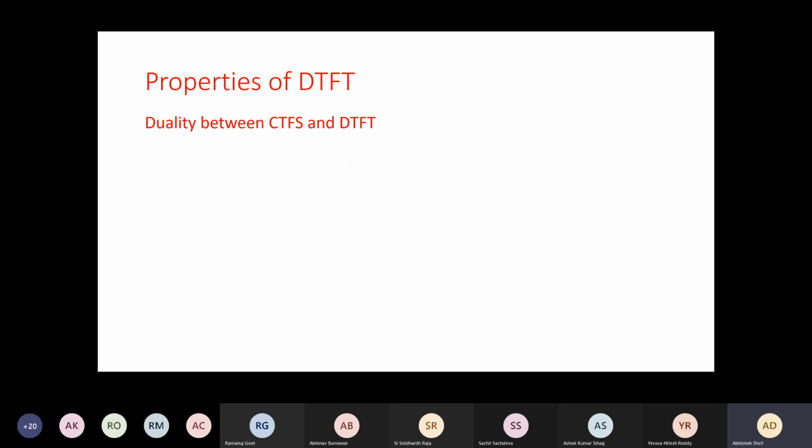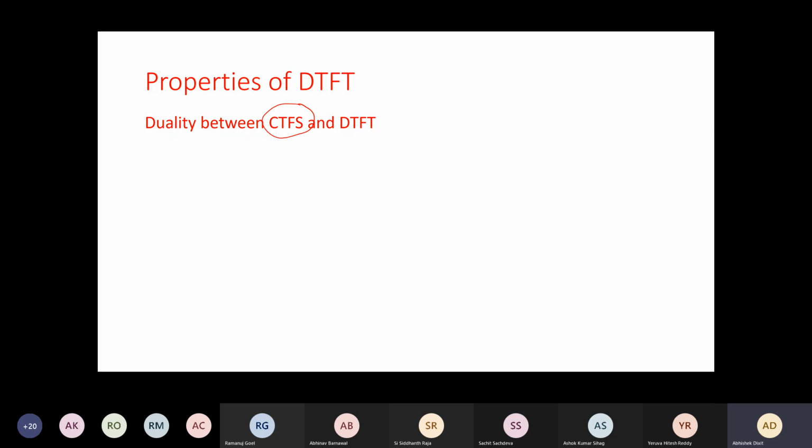Possibly the last slide for today's lecture. Question is, do I have to teach this DTFT? Answer is no. Because we already have talked about CTFS, continuous time Fourier series, right? If you know continuous time Fourier series, you know already everything about DTFT. Because there is duality between CTFS and DTFT.